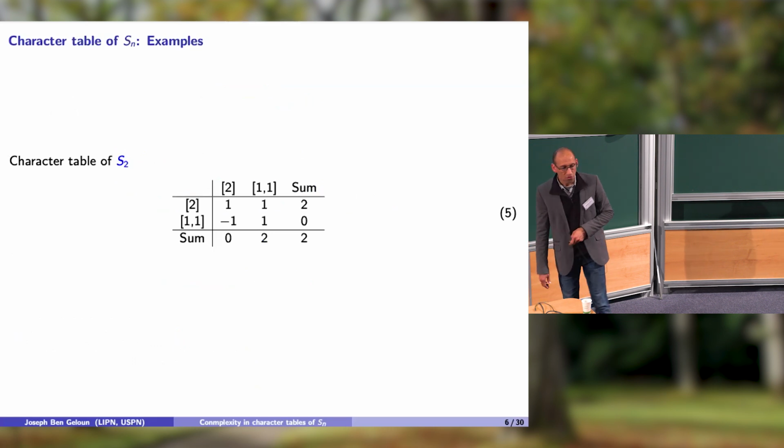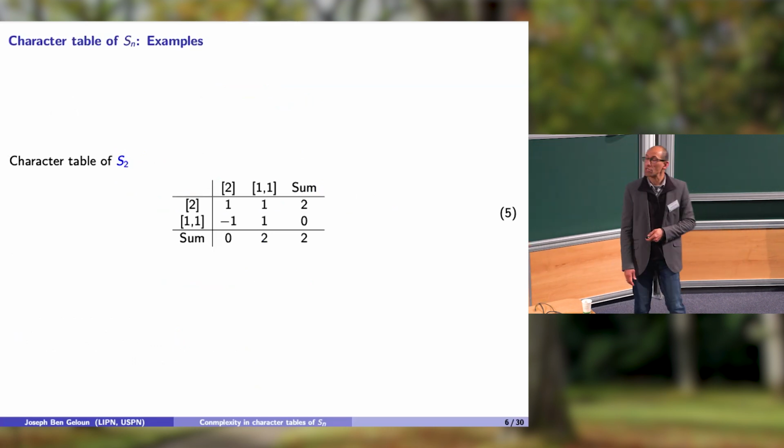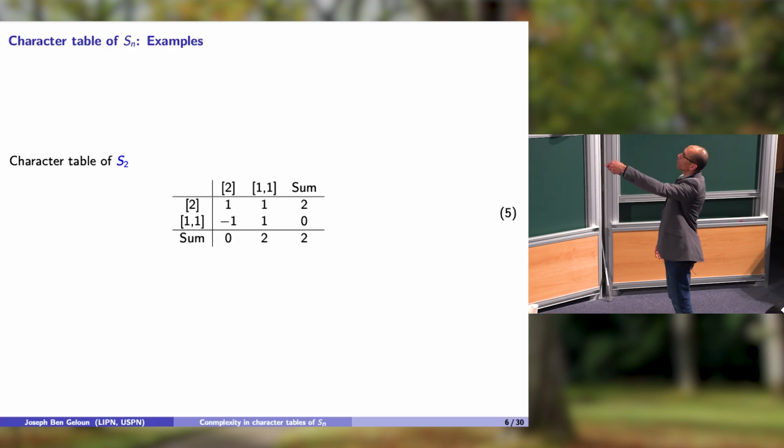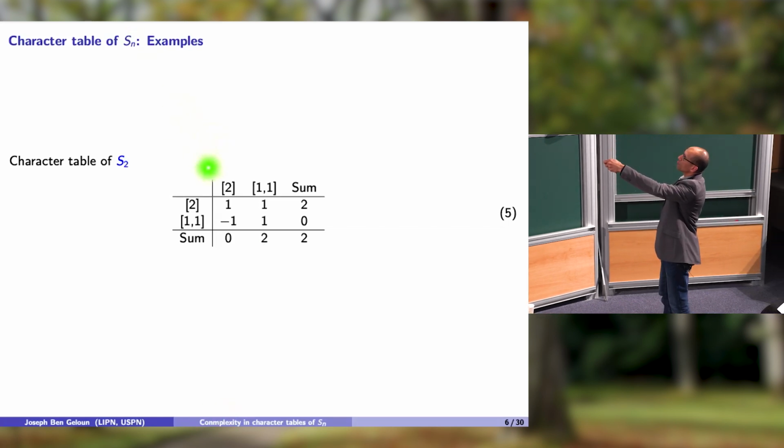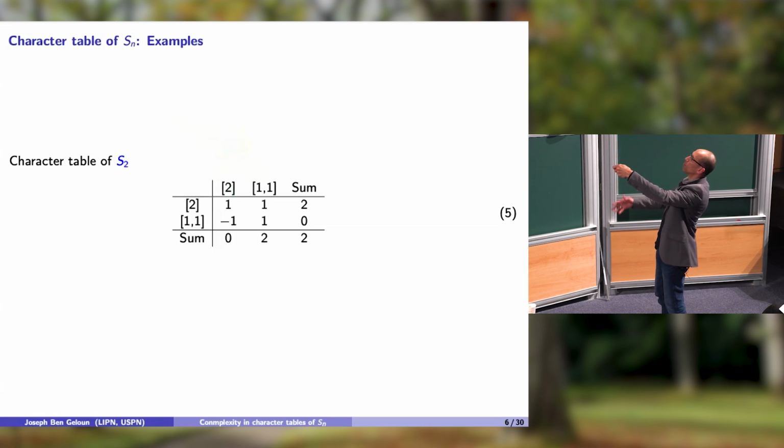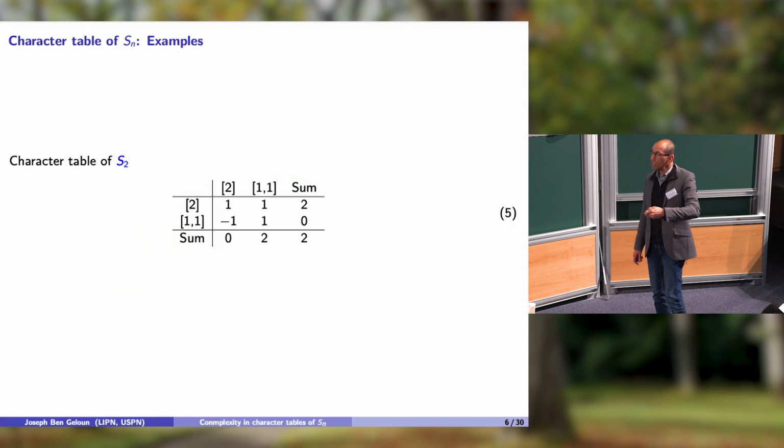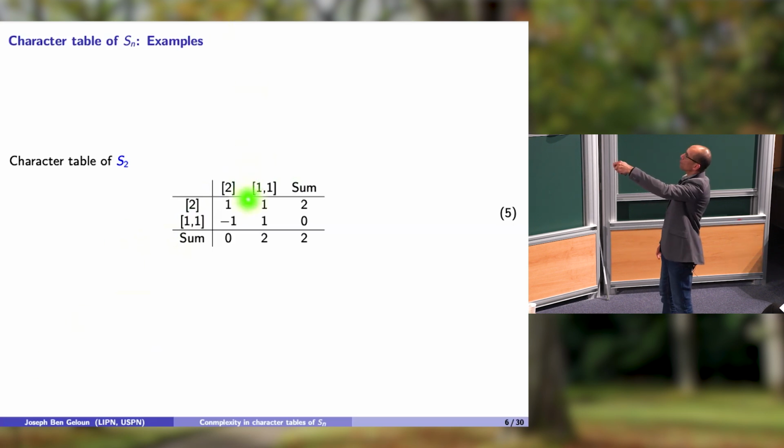So this is for S2, the simplest thing to see. Above, these are my conjugacy classes. Partitioning 2, you have two ways of partitioning 2: either you take 2 or you take 1 plus 1. This is the label for the representation. And inside this table, 1, 1, minus 1, and 1, these are the characters.